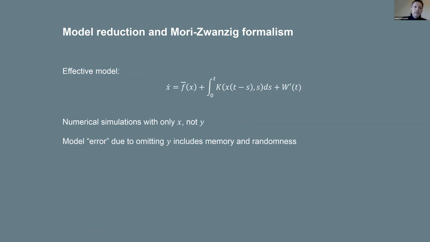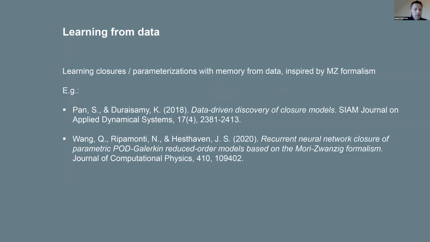To really carry out this model reduction is typically just too difficult, right? It's not feasible to really do this, say, analytically. So what has become popular in the last few years is to learn closures or parameterizations with memory, inspired by this Mori-Zwanzig formalism, from data, using, for instance, modern machine learning technology. So two recent papers that are doing that are by Pan and Duraisamy from a few years ago, and another one by a group of Jan Hesthaven.